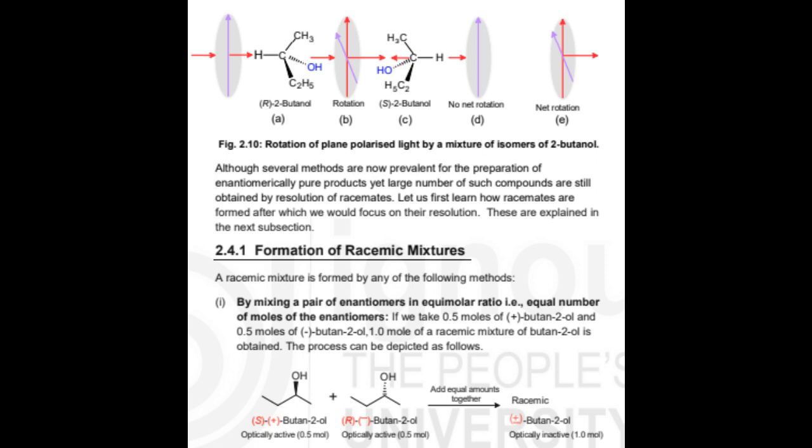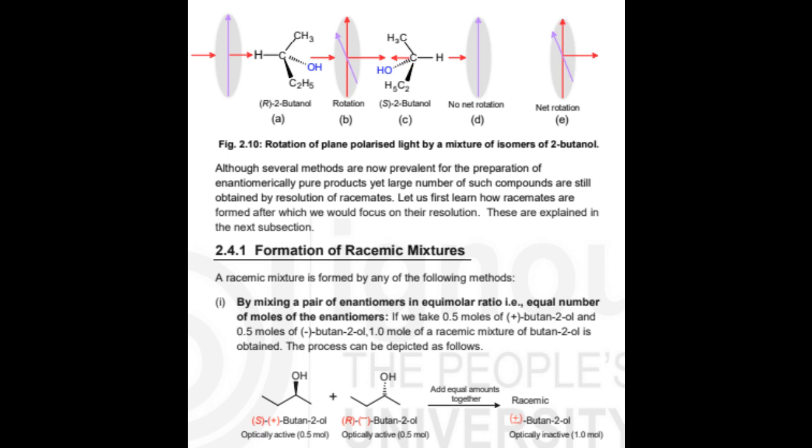We can say that a racemic mixture causes no net rotation of plane polarized light. It is also written as DL mixture, and a plus or minus sign is written before the name. For example, a racemic mixture of (+)-2-butanol and (-)-2-butanol can be written as (±)-2-butanol, or (±)-CH3CH2CHOHCH3.